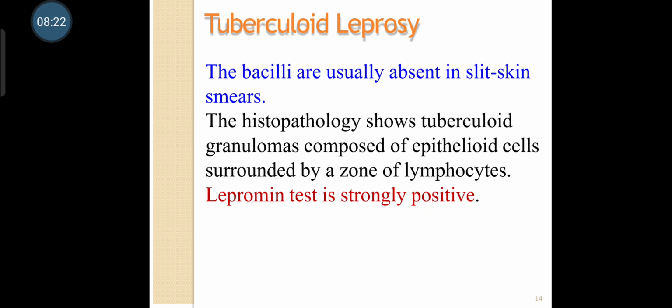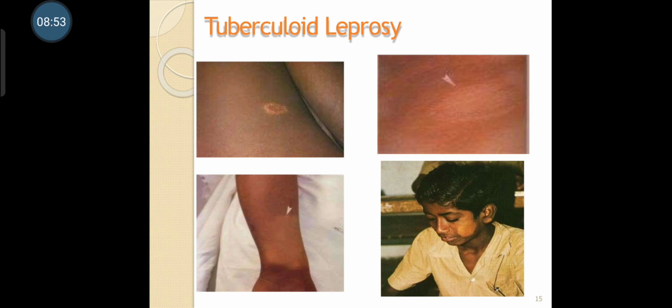Next is the tuberculoid type of leprosy. In this, bacilli are usually absent in the slit skin smear. So if you take a smear of the skin, you won't find bacilli in tuberculoid leprosy. The histopathology can show tuberculoid granulomas, which are indicators of tuberculoid leprosy. These are composed of epithelioid cells and surrounded by a zone of lymphocytes. In this case, the lepromine test is strongly positive. So this is the tuberculoid type of leprosy.